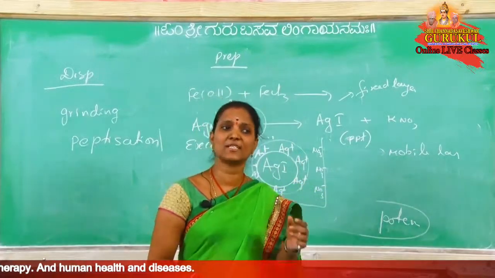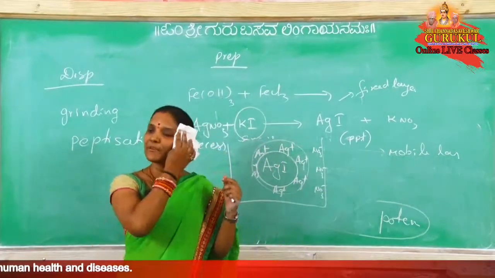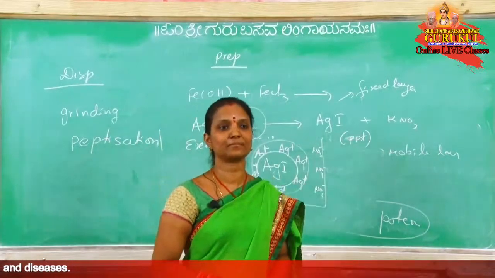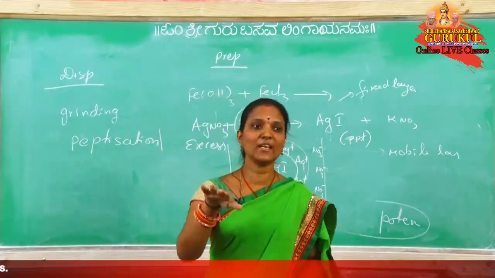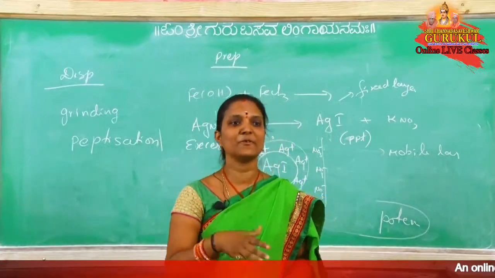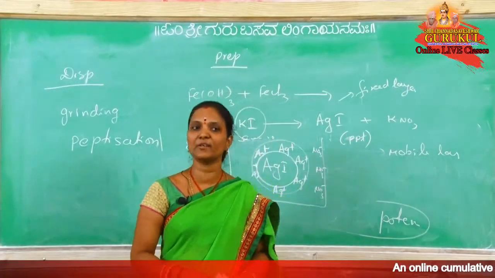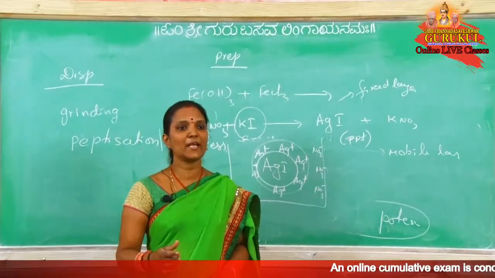If excess AgNO3 is added to potassium iodide, the fixed and mobile layers respectively. Their question is mobile and fixed respectively. Here the question is fixed and mobile layer. So what is the fixed layer here? Ag plus, and the mobile layer is NO3 minus.